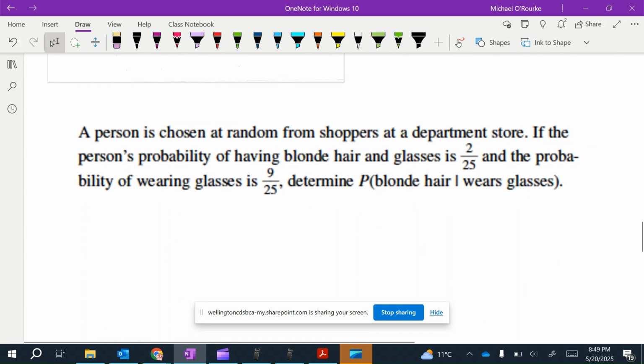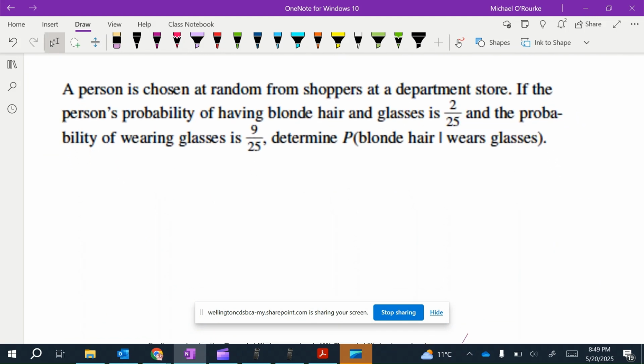All right, so a person is chosen at random from shoppers at a department store. If the probability of having blonde hair and glasses is 2 out of 25, and the probability of wearing glasses is 9 out of 25, determine the probability that they have blonde hair given they wear glasses. So we're looking for the probability they're blonde, given they wear glasses.